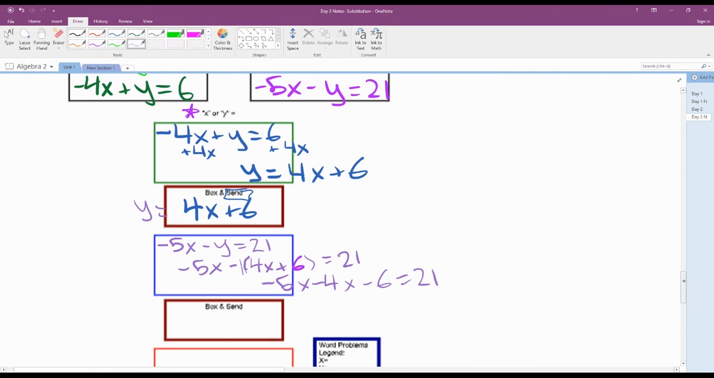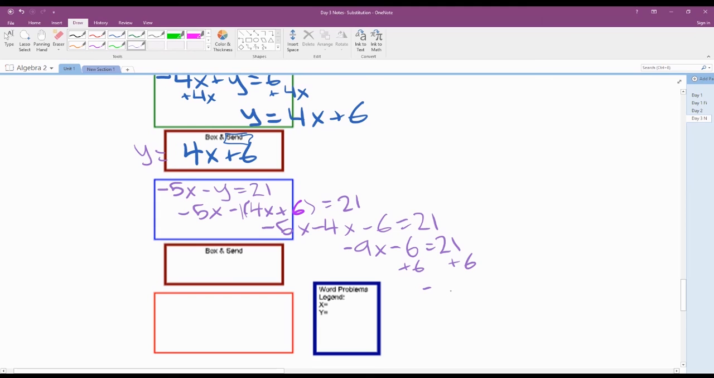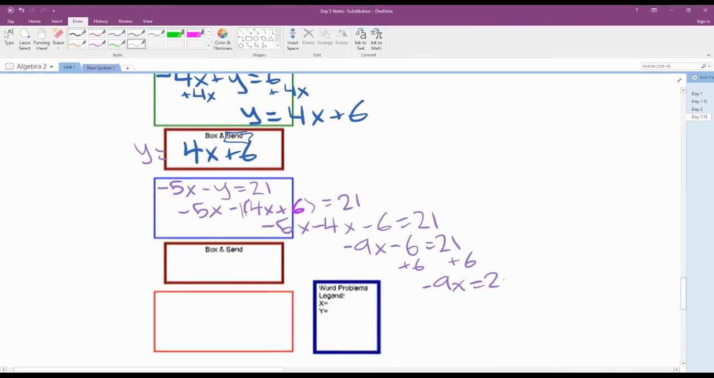And I kind of ran out of room. So I'm going to write this in here. So negative 5x minus 4x, 6 equals 21, plus 6. I get negative 9x equals 27.